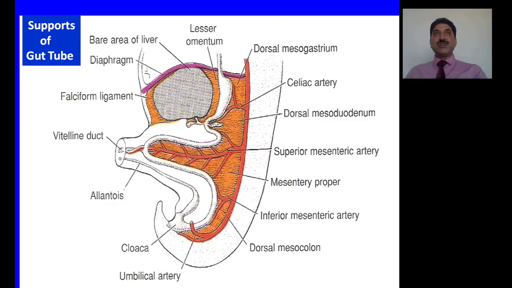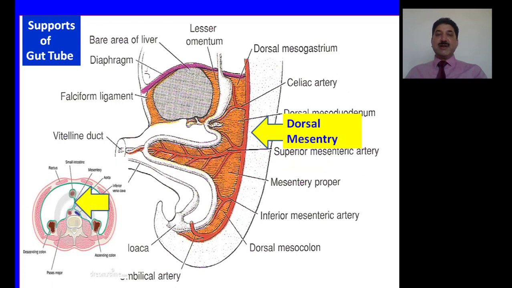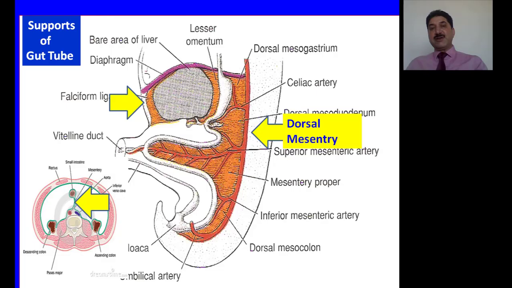So what are the supports of the gut tube? To understand the anatomy of the mesentery, let us go to the supports of the gut tube in fetal life. The gut tube is supported by dorsal and ventral mesentery, mesentery being a double-layered fold of peritoneum. Dorsal mesentery attaches the gut tube with the posterior abdominal wall. Ventral mesentery attaches the gut tube with the anterior abdominal wall. Ventral mesentery disappears throughout except in the region of the foregut.